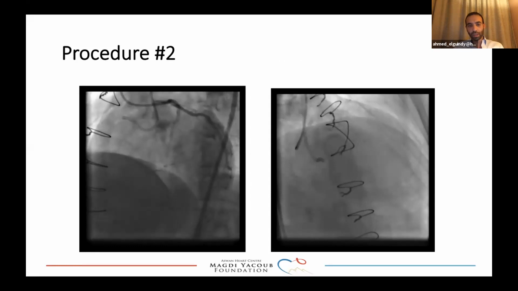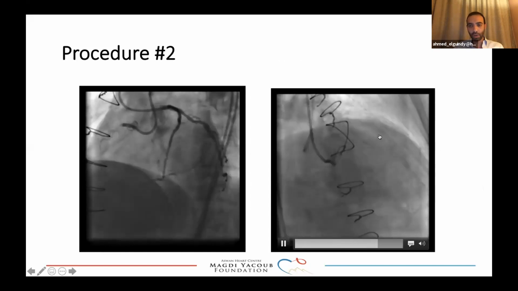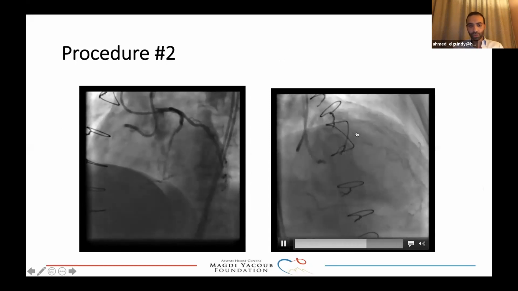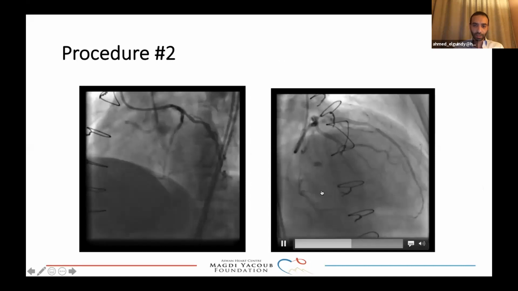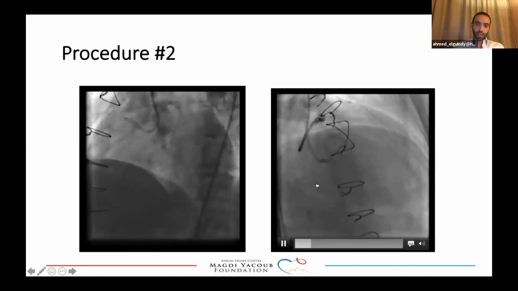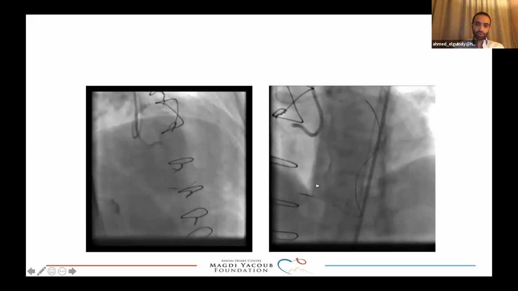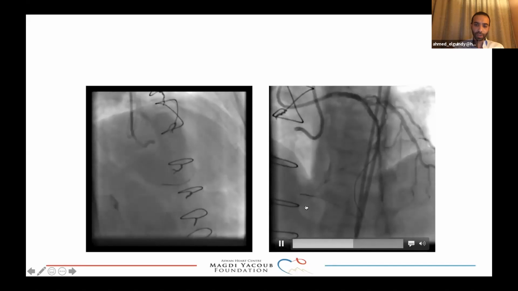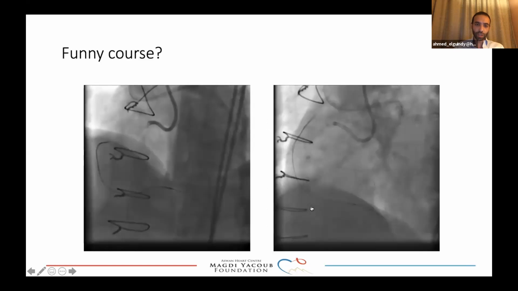And the good thing about staging procedures with such anatomy is you will now find septal collaterals that are well developed from a now patent LAD, and this would serve as a much safer retrograde route to the right coronary artery rather than going through the very tortuous epicardial collateral through the AV groove. And again, that was relatively straightforward going through that septal perforator. We now have a Corsair microcatheter sitting just proximal to the bifurcation in the RCA.